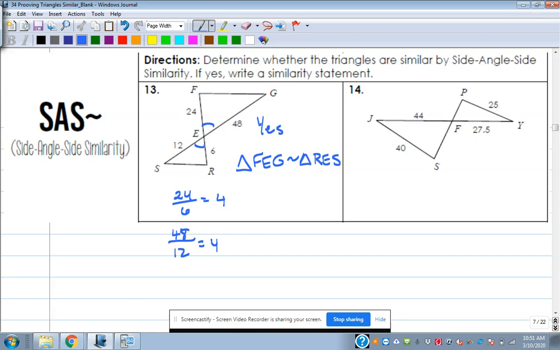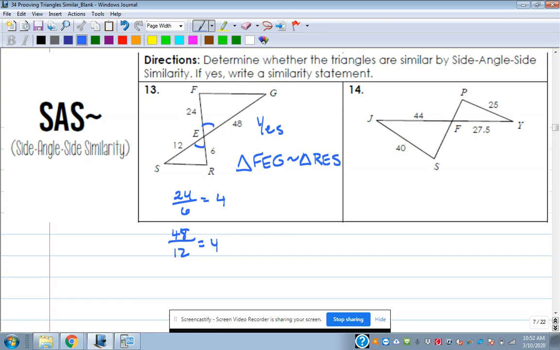Not bad. What about number 14? If I'm trying to use side angle side, and I look at this picture, which angle would have to be congruent to one another for these to be similar? J and Y, because the angle for side angle side similarity has to be where? In between the two sides, right? So the two sides we have are 44 and 40, so it's got to be this angle between them.